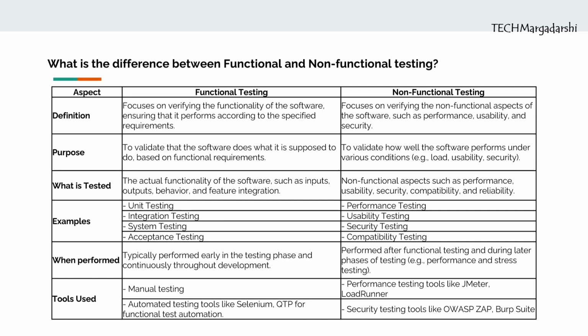Tools used: functional testing can be done manually or using automation tools like Selenium and QTP. Non-functional testing relies on specialized tools such as JMeter, LoadRunner, OWASP ZAP, or Burp Suite. So, in short, functional testing asks, does the system work as expected? While non-functional testing asks, does the system work well under various conditions?